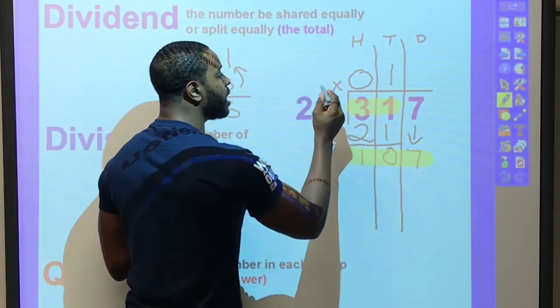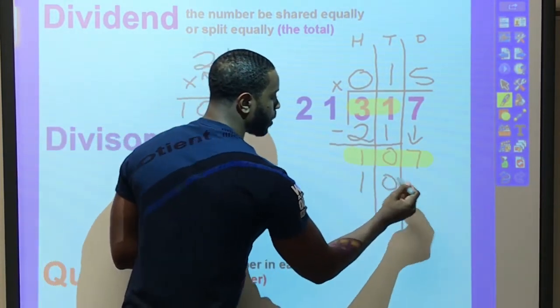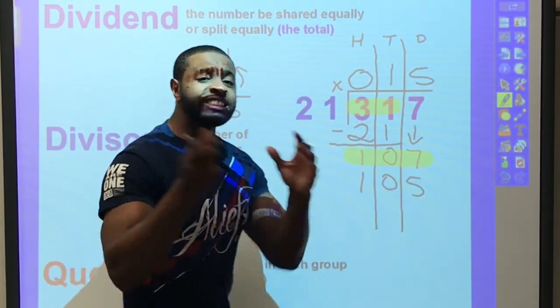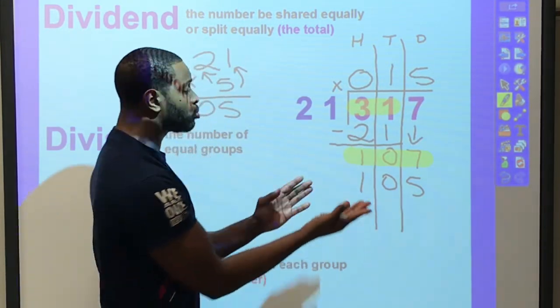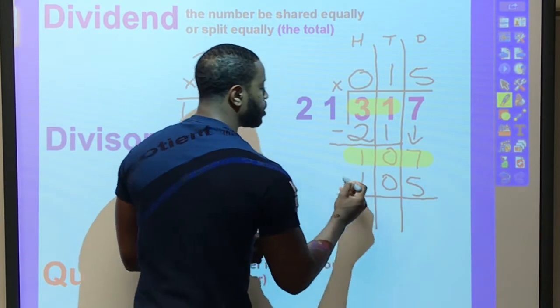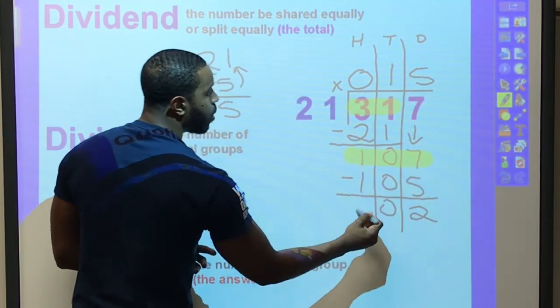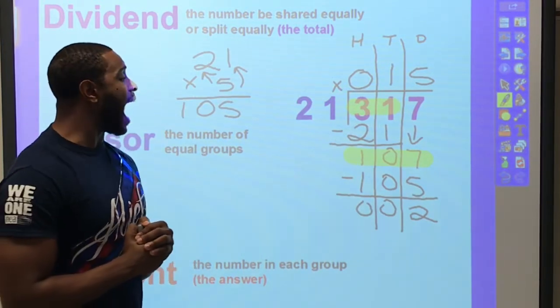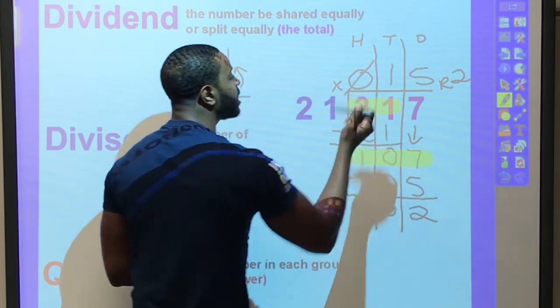So I know that 21 times 5 will get us 105. And since division is the same as repeated subtraction, I need to subtract right here. So I'm going to subtract that. I know that this is 2, 0, 0, and I now have 2 left. Remainder 2.